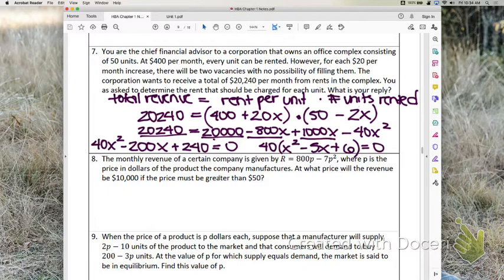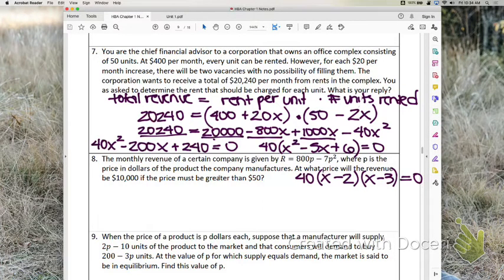What factors of 6 add up to negative 5? It's a positive 6 at the end. So we need 2 and 3. Yeah? So I have to do it as x minus 2 and x minus 3.